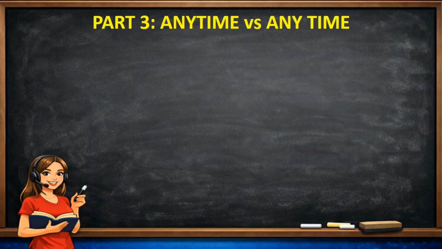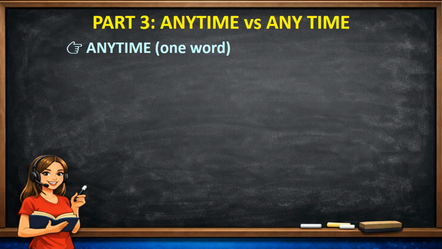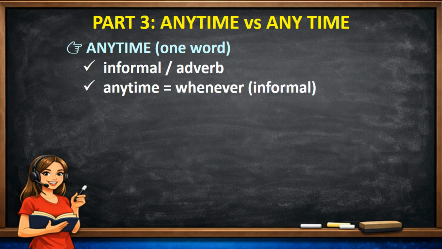Part 3. Anytime versus any time. Let's see and understand the difference. First, anytime, written in one word. It is informal, and it is used as an adverb in a sentence. Simply say, anytime means whenever, and this is informal.